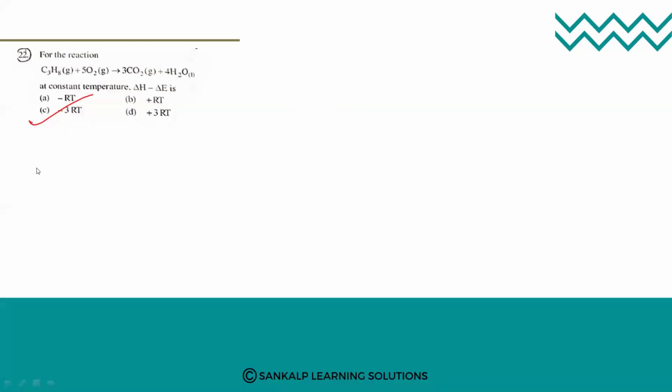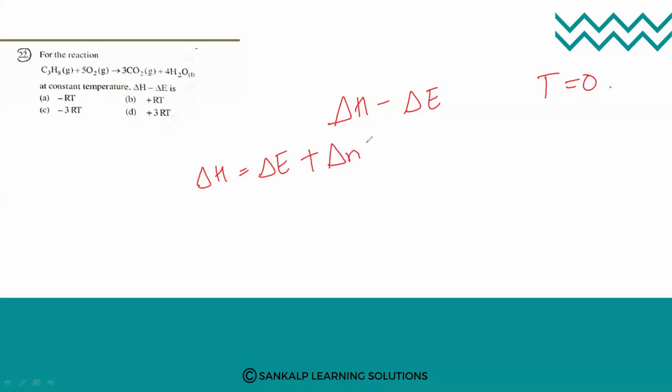For a reaction at constant temperature, delta H minus delta E is what? You have to find delta H minus delta E. The temperature is kept constant. So delta H is equal to delta E plus delta n RT.